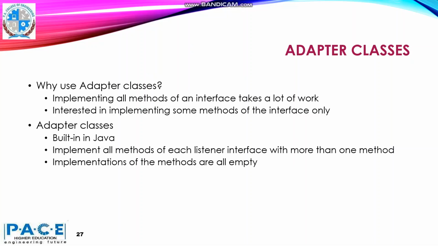To solve this problem, Java provides the adapter classes. Adapter classes are built-in Java classes. They implement all the methods of each listener interface that has more than one method, but the method implementations are empty. So if I am interested in only certain methods, for example only the mouseClicked method, I can extend Java's MouseAdapter class and override the mouseClicked method. We'll see an example of this.